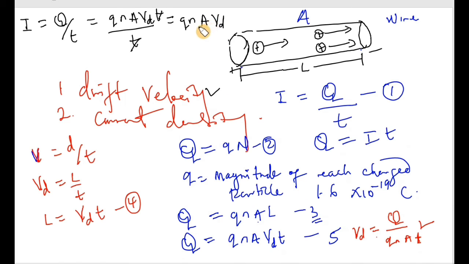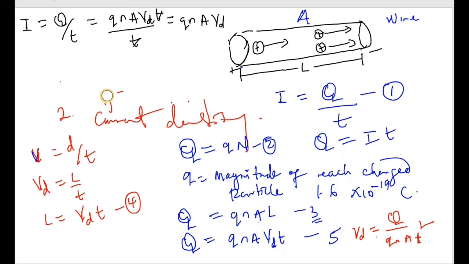The same thing applies here. If current is qnA v_d, we can find the drift velocity by making it the subject of the formula, so v_d = I/(qnA). There are so many ways you can manipulate this. So we have defined the concept of drift velocity.